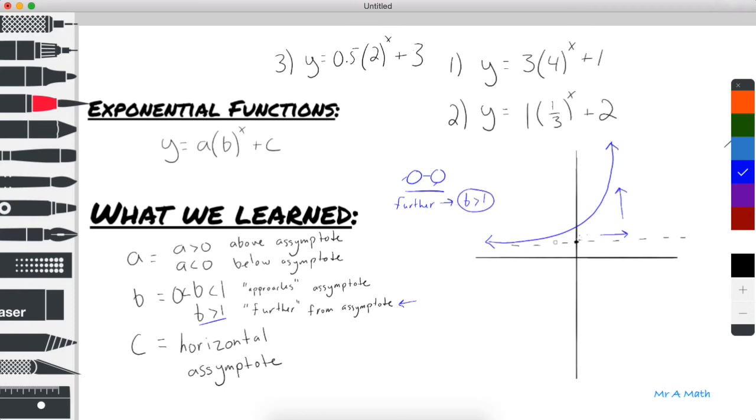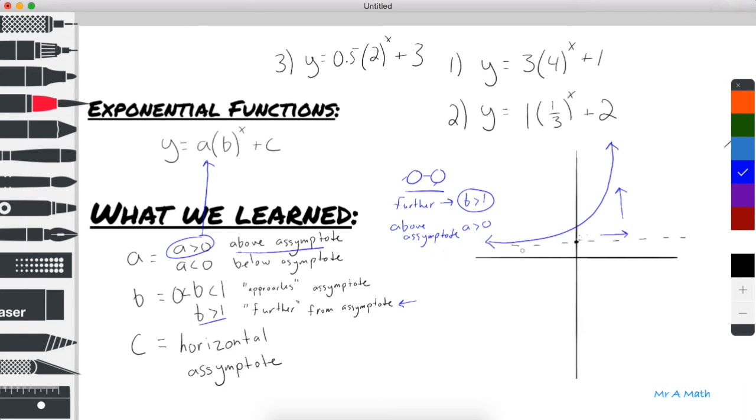So b is greater than 1. I also notice that my graph is above the asymptote. What that means is, that tells me what a is. If my function is above the asymptote, then that means that a is greater than 0. So a has to be positive. And again, remember, we're always referring back to this standard equation. A is greater than 0, a is positive.